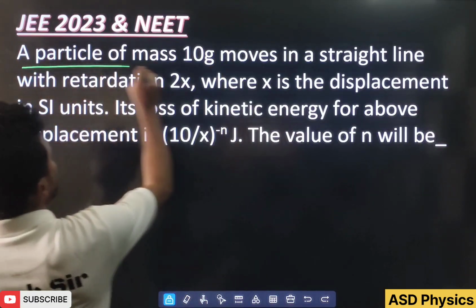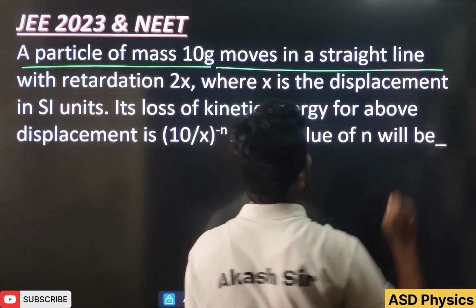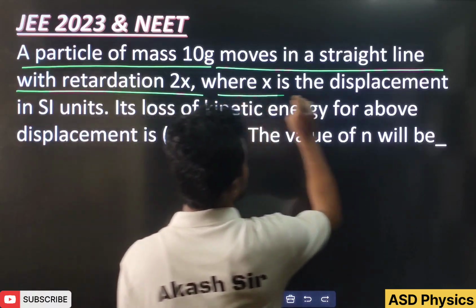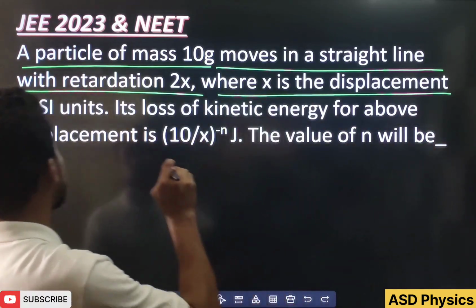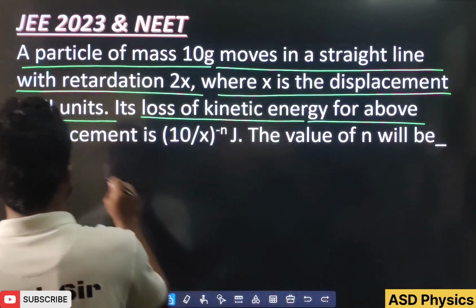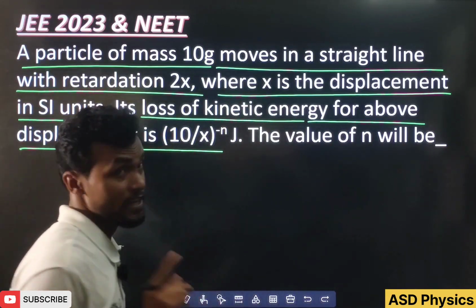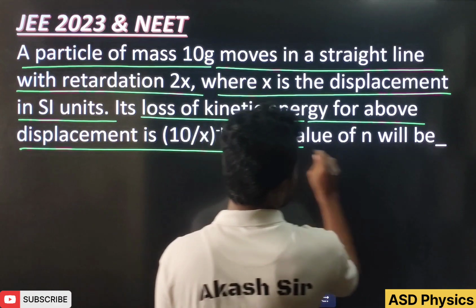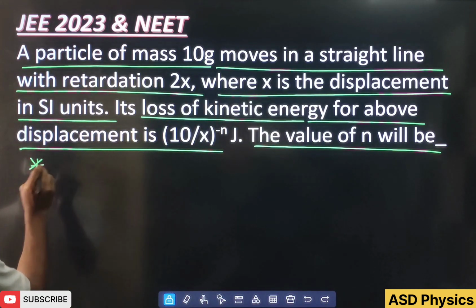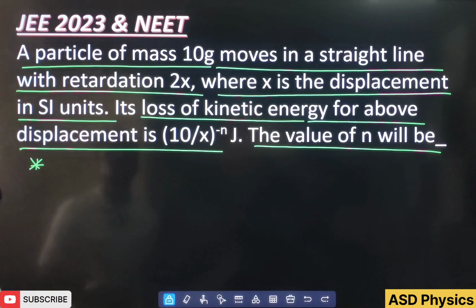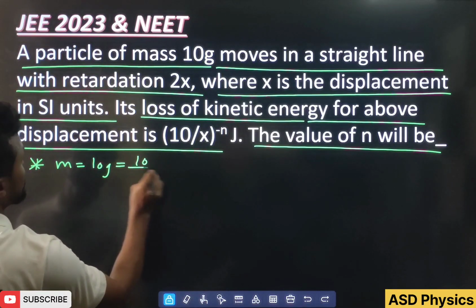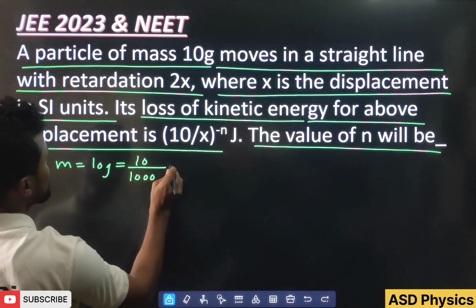The question is, a particle of mass 10 gram moves in a straight line with a retardation 2x, where x is the displacement in SI units. Its loss of kinetic energy for displacement x is 10 by x to the power minus n. The value of n will be how much here? Retardation, acceleration is given here. First, mass is given as 10 gram. They are talking about the SI unit, so we'll write 10 by 1000 kilogram.